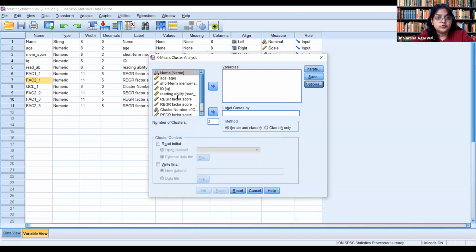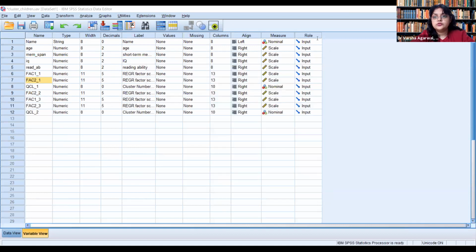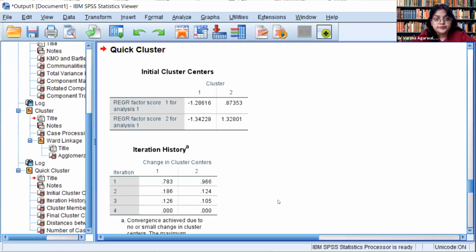So what variables? Those 2 factors I will take. So this is how your cluster looks. Two clusters you have formed here. Okay, if you see, both the clusters are close to your profile 2.